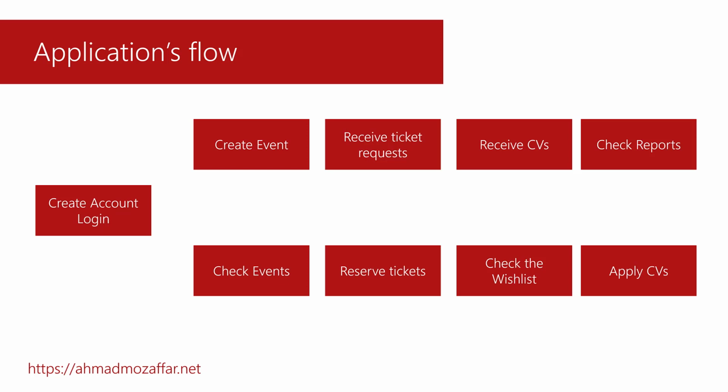If the profile is related to a specific organizer, then the user is able to create an event, manage events in general, receive tickets, receive CVs from people who want to apply for jobs, and check reports and a dashboard that contains some charts and such details about the business flow. If the profile is a normal user, then he can check events, reserve tickets, check the wish list, and apply for jobs by submitting a CV for a specific organizer. So let's see that in detail.